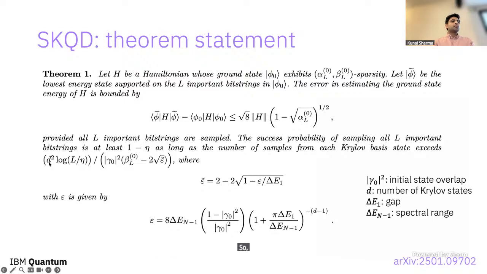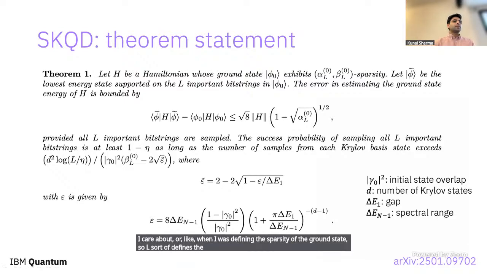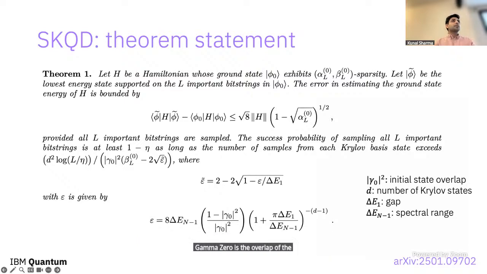D was the number of Krylov states I use. L is the total number of bit strings that I care about, or like when I was defining the sparsity of the ground state. So L defines the number of bit strings that appear in my sparse representation of the ground state. Gamma 0 is the overlap of the initial state with the true ground state. Beta L was also another sparsity parameter we had. And this epsilon prime or epsilon tilde have dependence on the gap and also the spectral range.